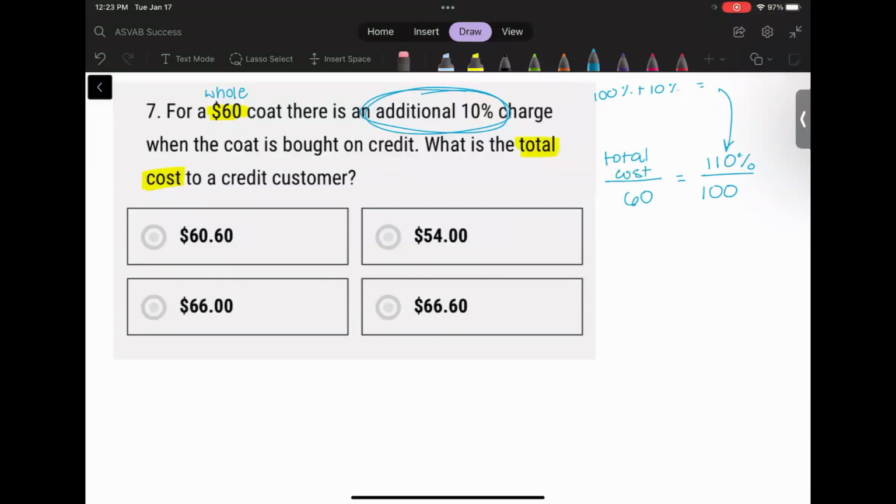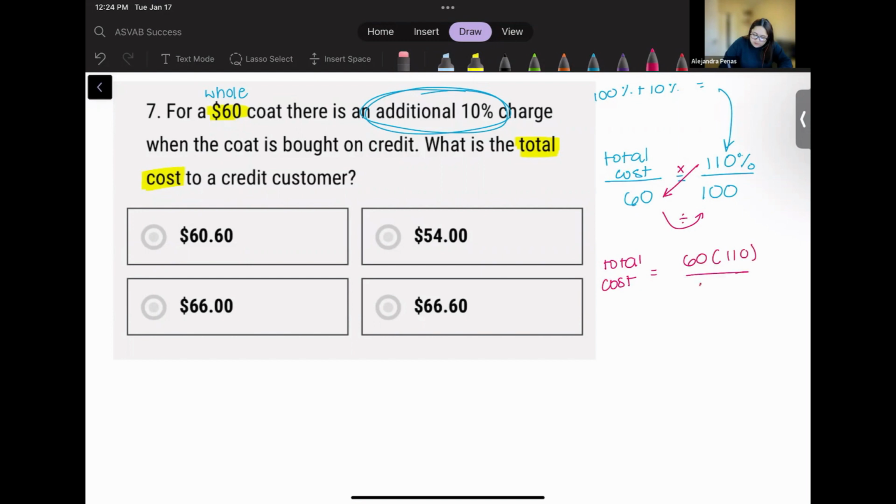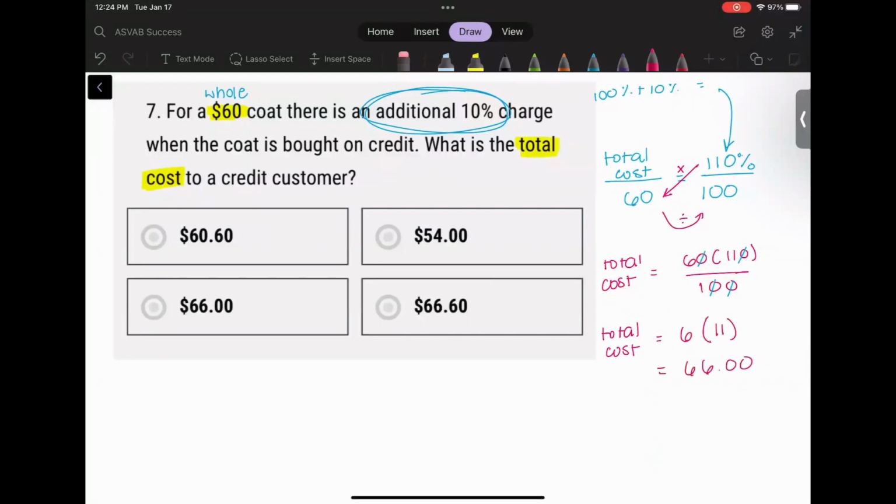Yes, ma'am. Cool. So we're back to our usual, which is we're going to cross multiply and then divide. So the total cost will equal 60 times 110, everything divided by 100. 0 goes away with 0. 0 goes away with 0. So the total cost will equal 6 times 11, which is going to equal $66. And I put the decimal with the 2 zeros simply because we're talking money, but even if you left it as just 66, you're perfectly fine. There's no problem with that.